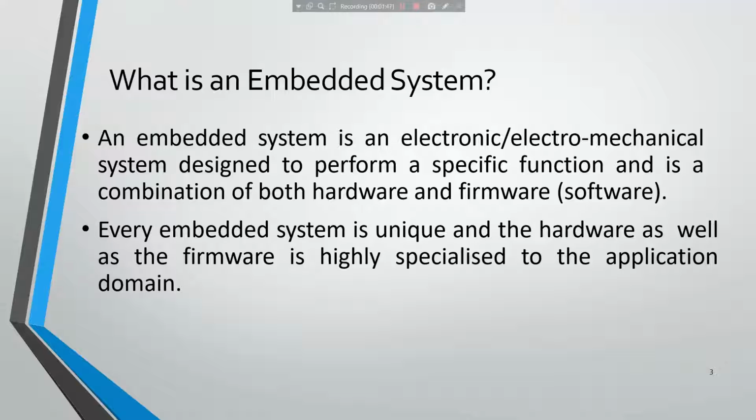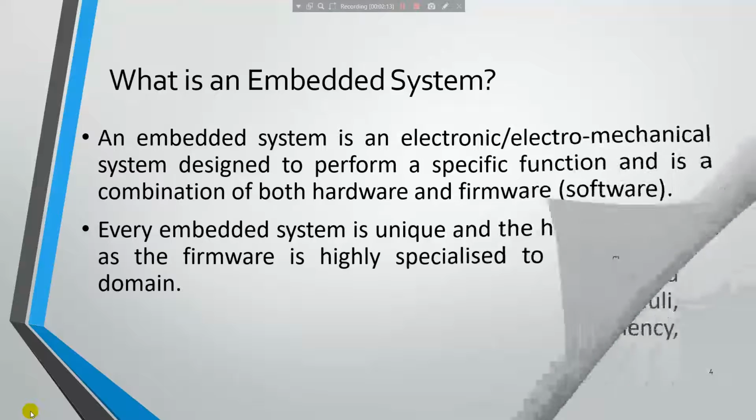When it comes to a smartphone or any laptop, it also has hardware and firmware. The firmware is nothing but the software which runs the hardware. So every embedded system is unique, and the hardware as well as the firmware is highly specialized. It is specifically used for particular applications, or you can call it an application domain. So that is called an embedded system.